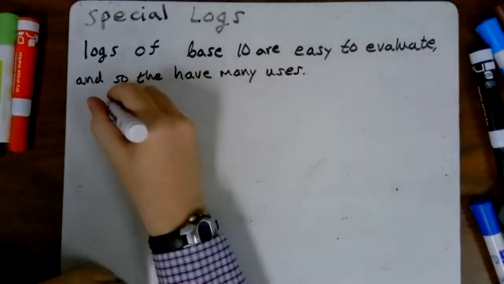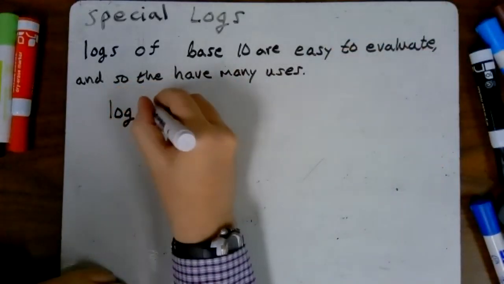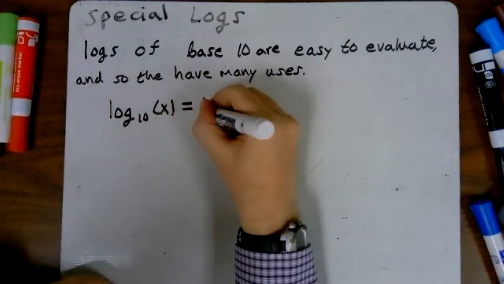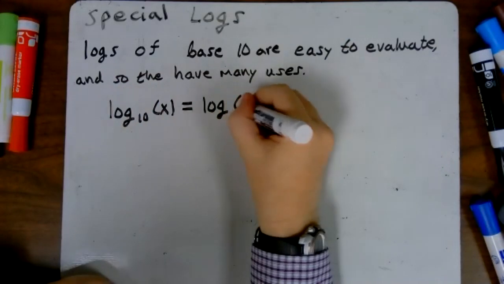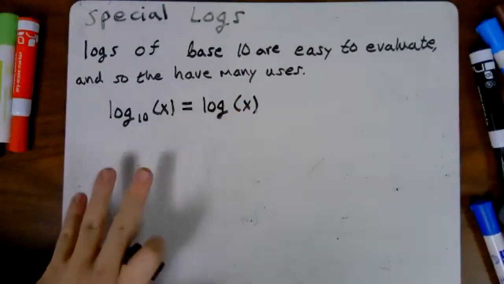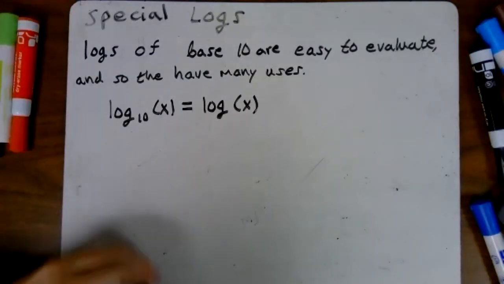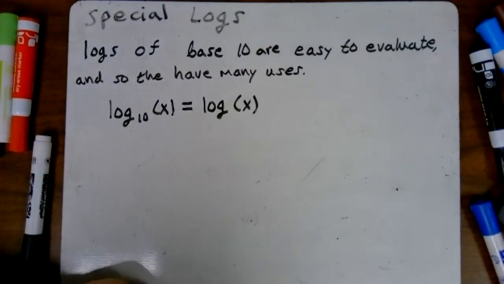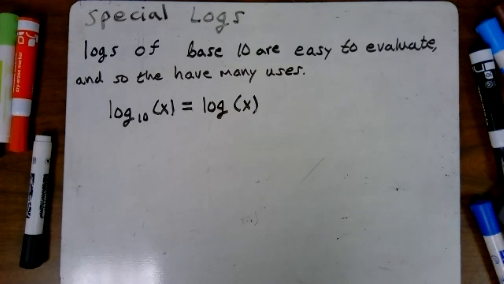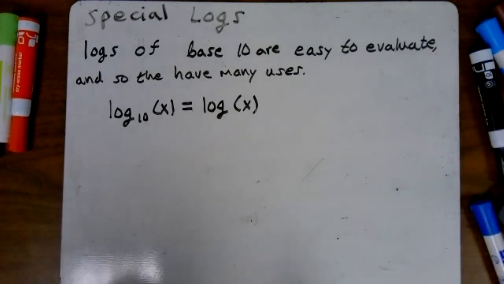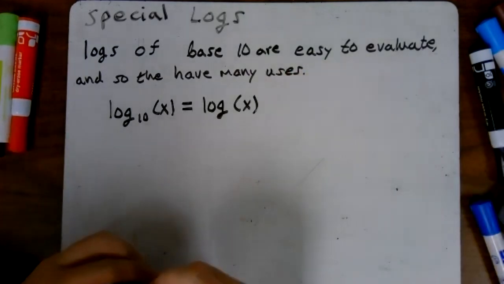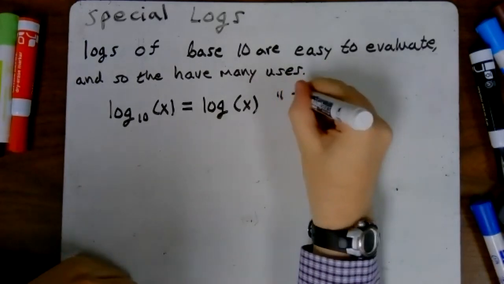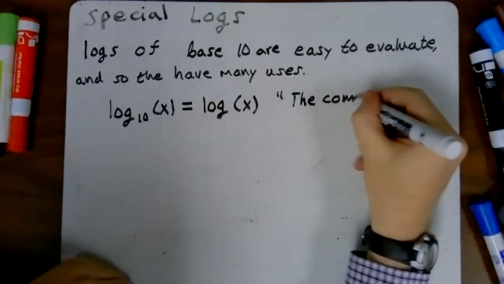So they have a special symbol. The log base 10 of x is represented as log with no base. Basically, logs of base 10 are used so often that we often just leave off the 10. It's actually much more rare to be using a log of any other whole number base, like 5 or 2 or 27 or whatever, because log base 10 is so much easier to work with. And it is called the common logarithm.